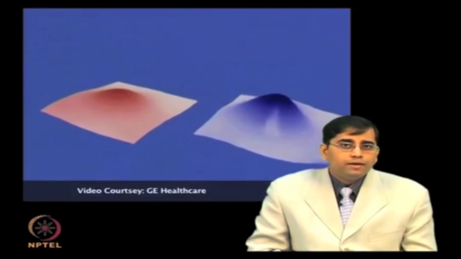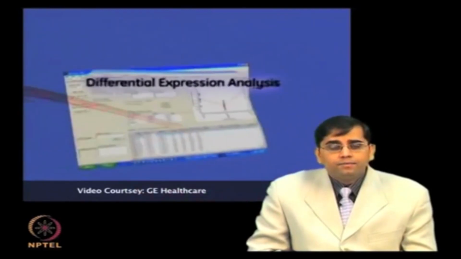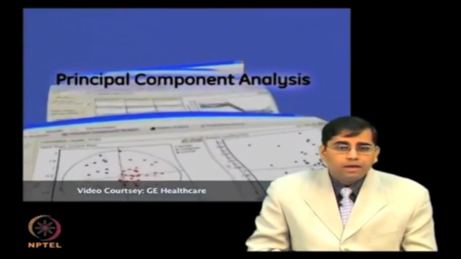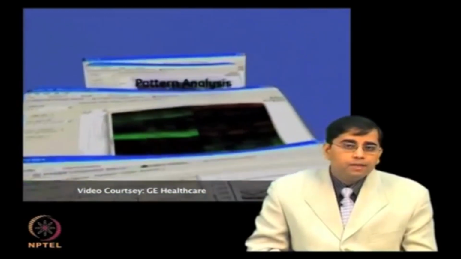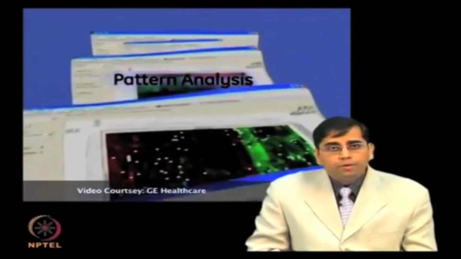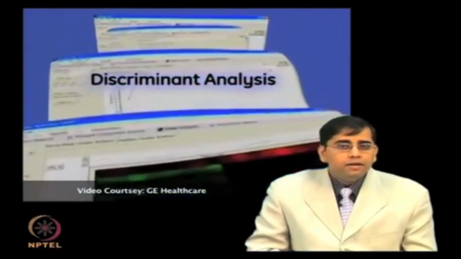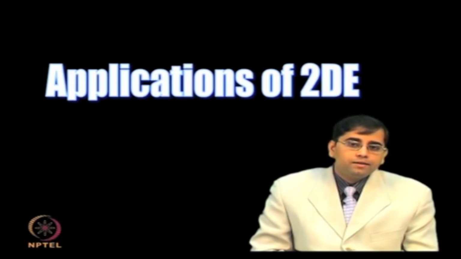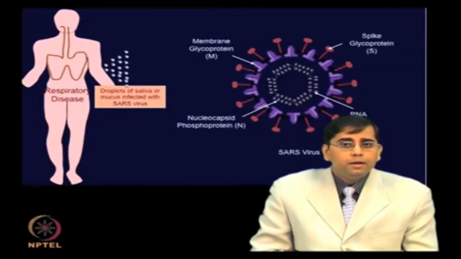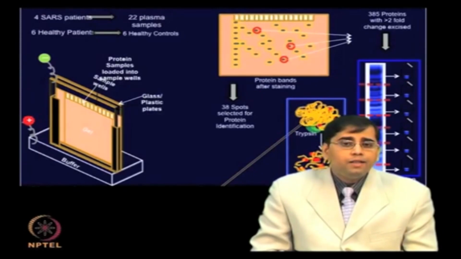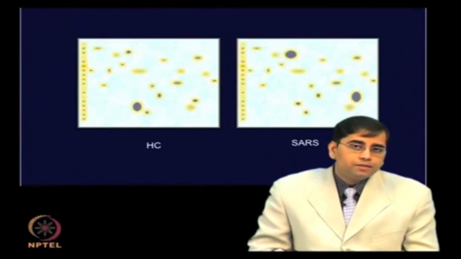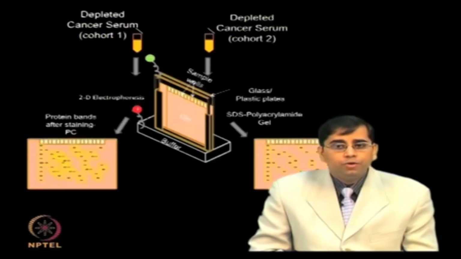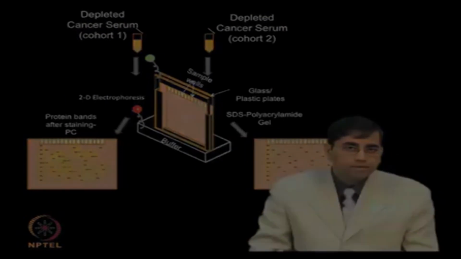The commercial software such as DeCyder facilitates the automated analysis of DIGE gels and provides differential expression analysis, principal component analysis, pattern and discriminant analysis. Two-dimensional electrophoresis, DIGE followed by mass spectrometry technique has been applied for many applications. Some of these applications will be discussed in this module of gel based proteomics.